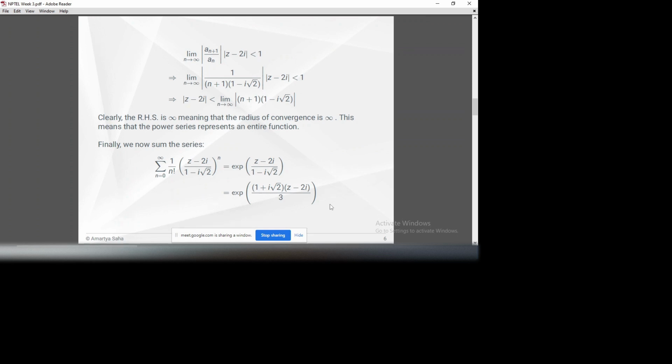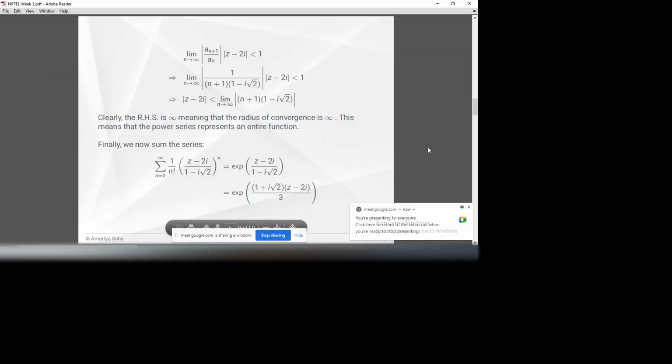So yeah, this is the series, and this was expected because we know that the exponential function is an entire function, so it converges for all values of z. So yeah, that's that. That was a pretty straightforward problem. So let us now move on to the next problem.